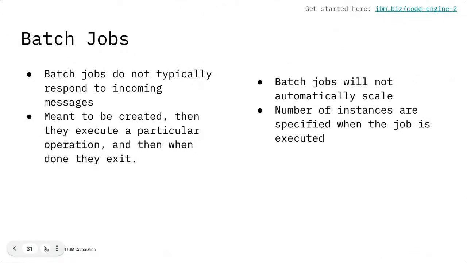Now, batch jobs are slightly different from applications, but not too much. They do not typically respond to incoming messages. So they're often referred to as run-to-completion tasks. Batch jobs are meant to be created, then they execute a particular operation, and then when they're done, they exit. So unlike applications, batch jobs will not automatically scale. The number of instances is specified when the job is executed. So aside from not receiving inbound traffic and the mechanism by which they scale, batch jobs are similar to applications in just about all other aspects.